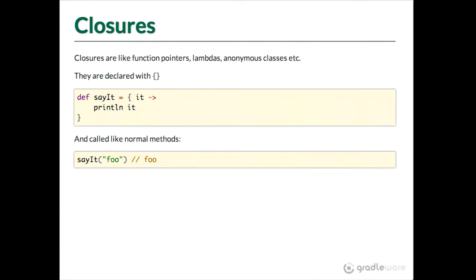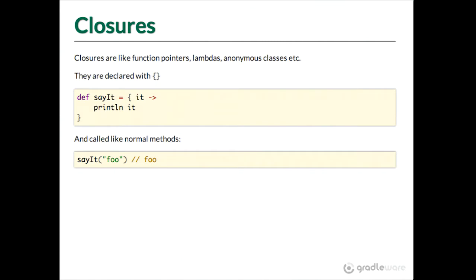Closures. This is sort of like lambdas in Java 8, if people have been looking at lambdas in Java 8, but a little bit more powerful. They're declared with curly braces. These are used a lot in Gradle scripts. You see a lot of curly braces in Gradle scripts, and they're closures.